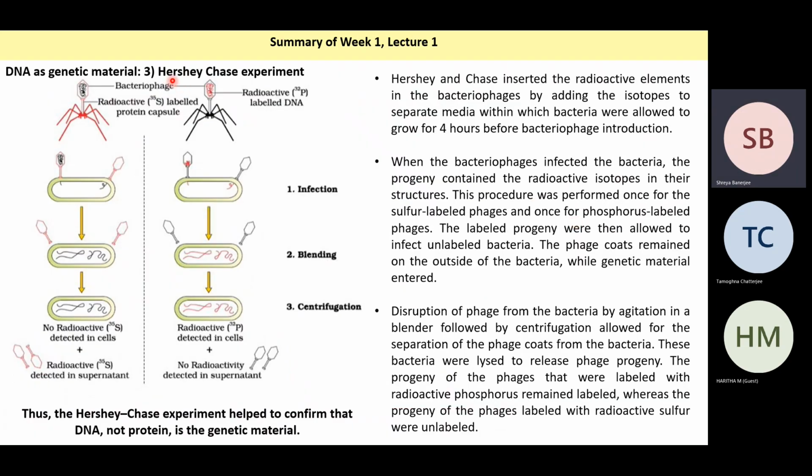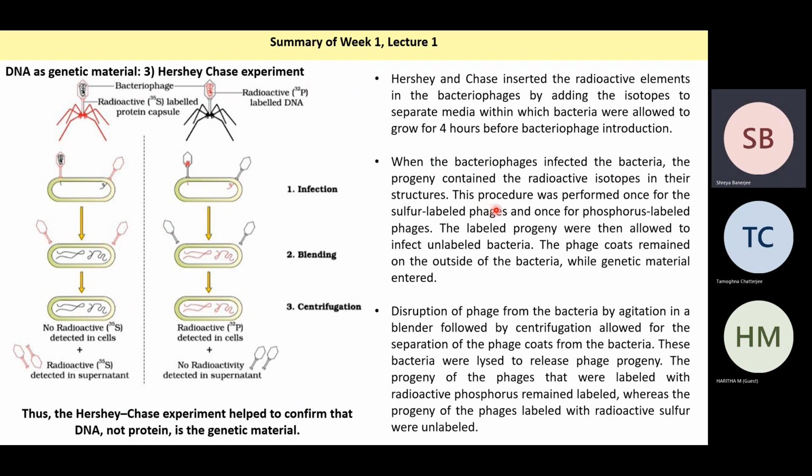The final experiment was by Hershey-Chase. So what they had done is that they had taken this virus called a bacteriophage, and they had radio-labeled the proteins with 35 sulfur and the DNA with 32 phosphorus. And they had allowed the bacteriophages to infect the bacterial cell.